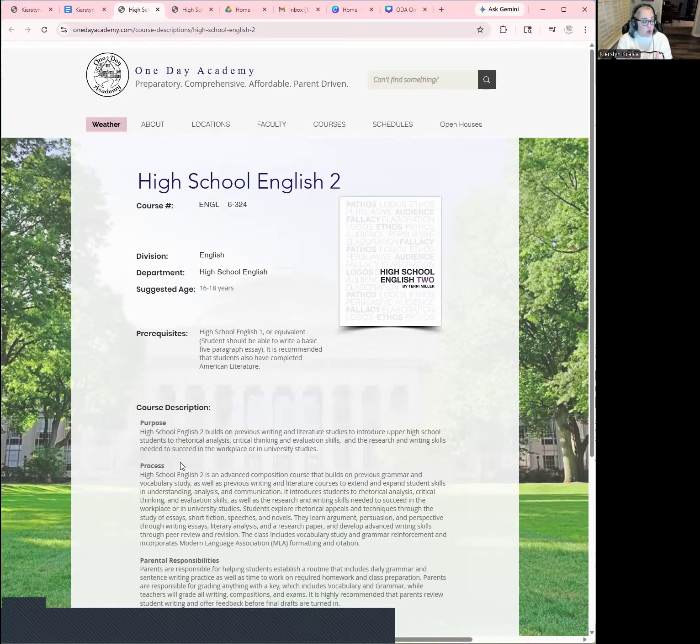So we study rhetorical situations, we study Aristotle's triangle, ethos, pathos, logos. We not only look for finding it in writing, we then apply it to our own writing. Students don't just do research papers, they do an argumentative research paper. So it's just taking everything that we did in high school English 1 and kicking it up a notch. This is geared for sophomores, juniors, seniors.